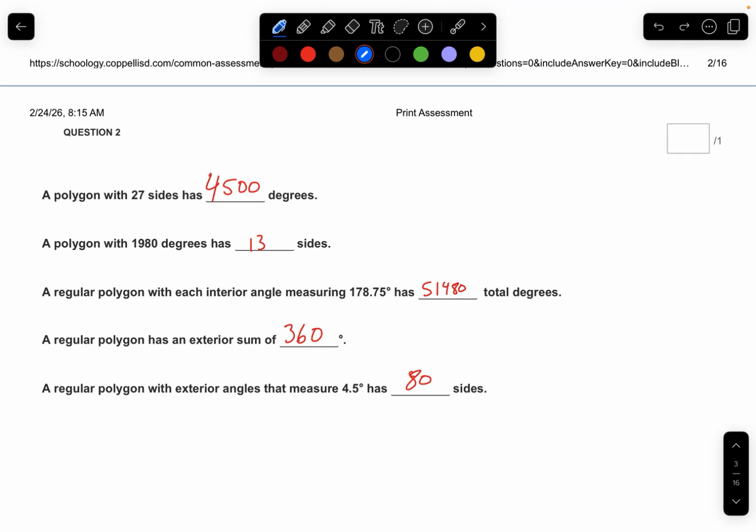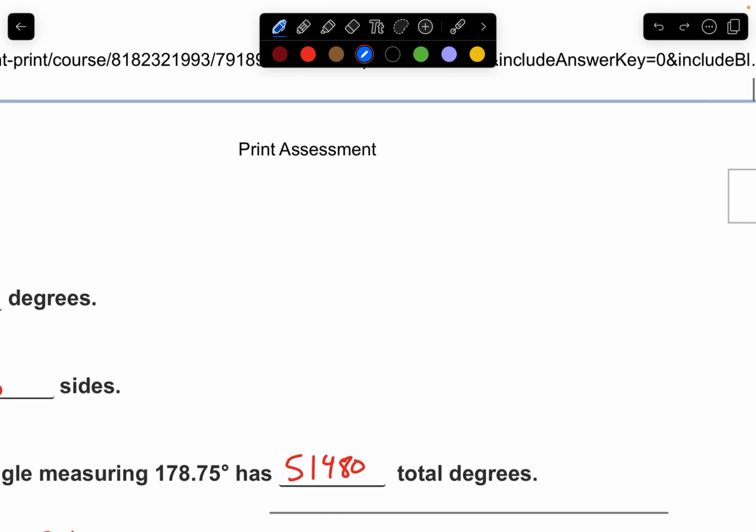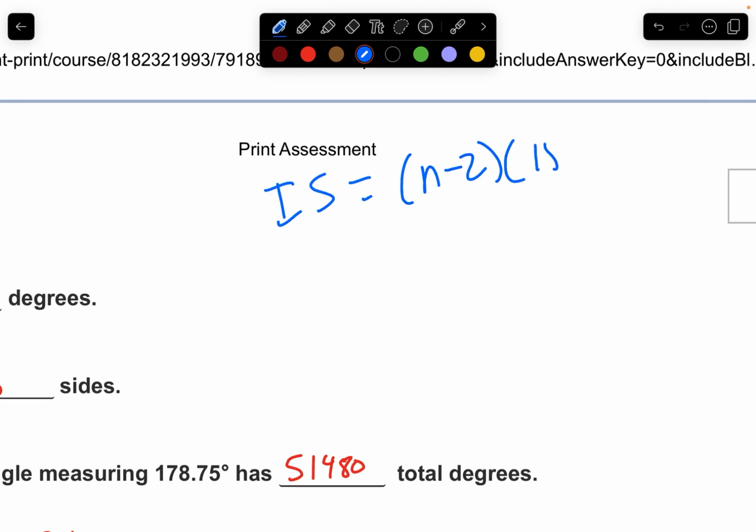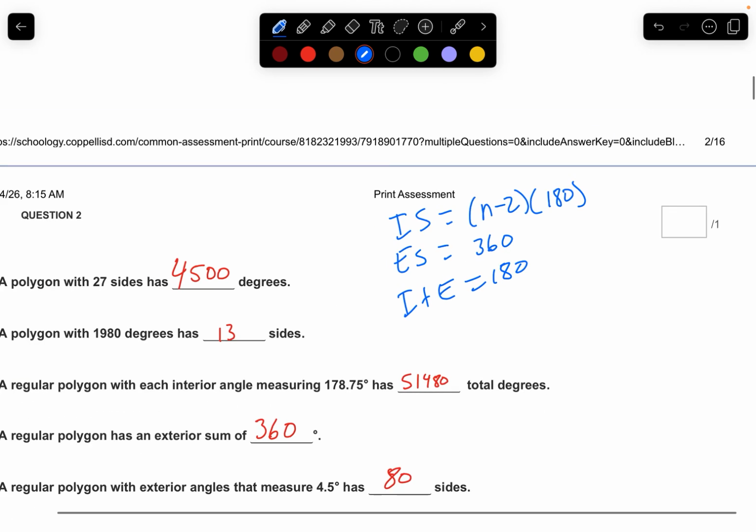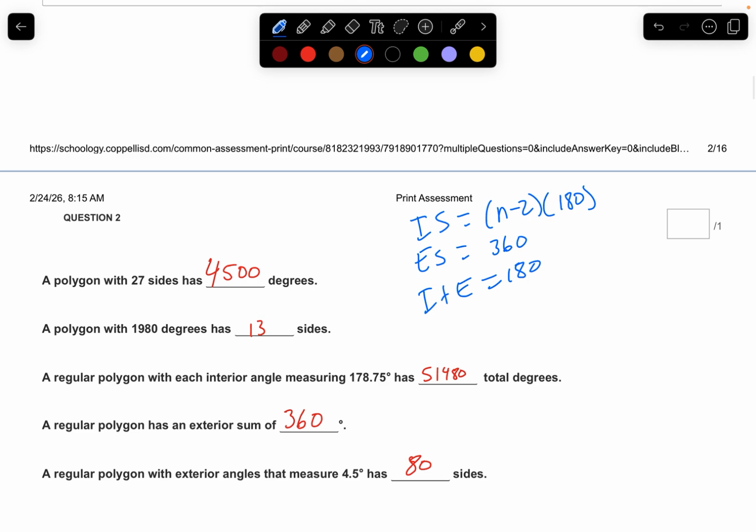Polygon questions. You need to know 3 things. We've talked about this a lot. You need to know that the interior sum is n minus 2 times 180. You need to know that the exterior sum is always 360. And you need to know that I plus E equals 180 at every vertex. From there, we can figure out all of these.